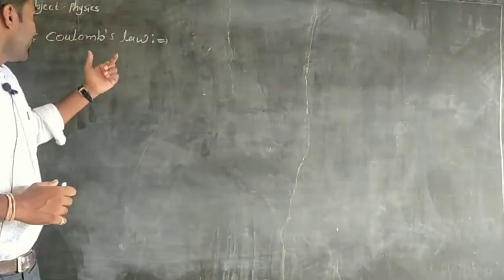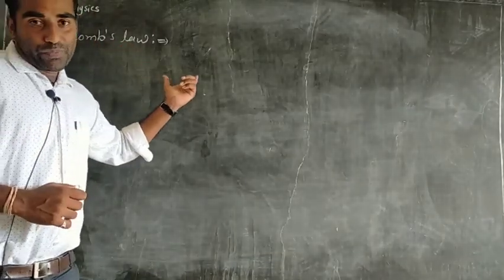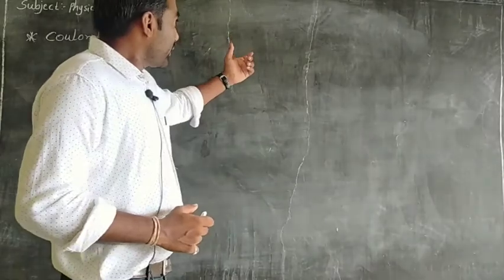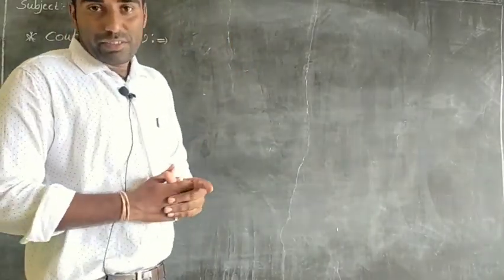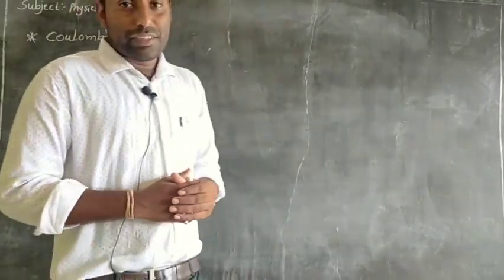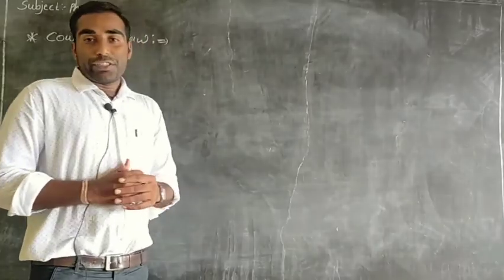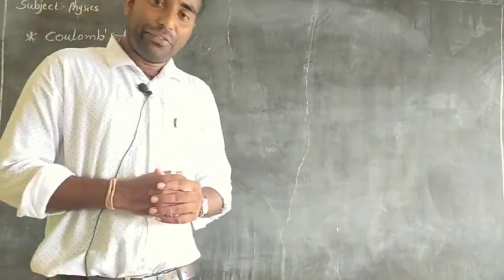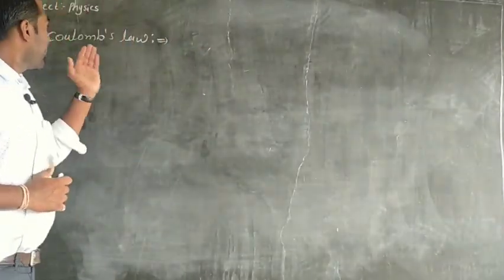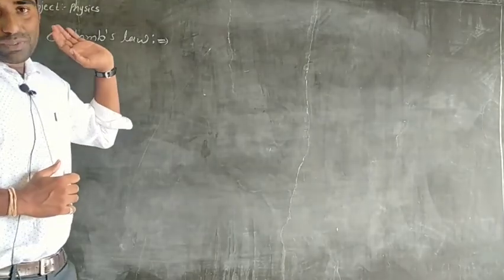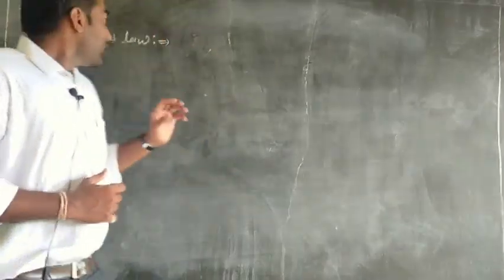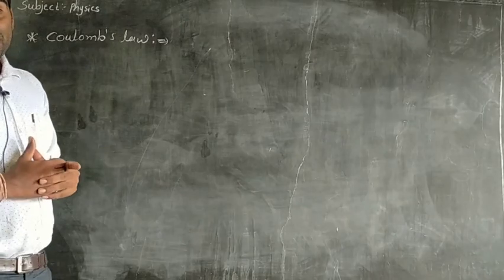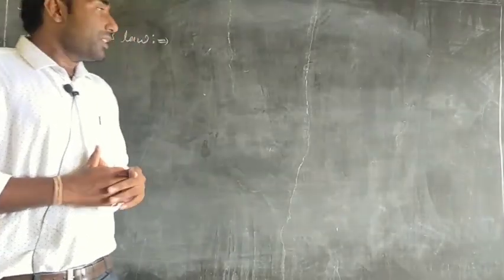Our first topic is Coulomb's law. We start with unit number one, chapter one. The name of the chapter is electrostatic charge and field. Coulomb's law is a very famous law, given by Coulomb in the year 1785.